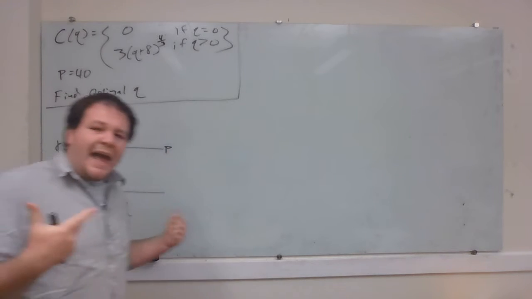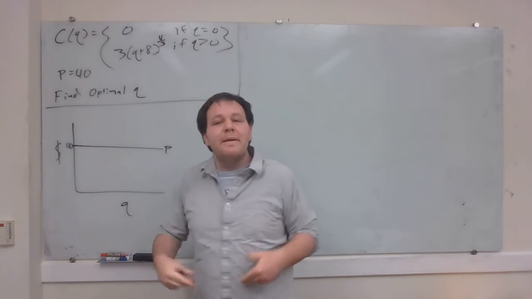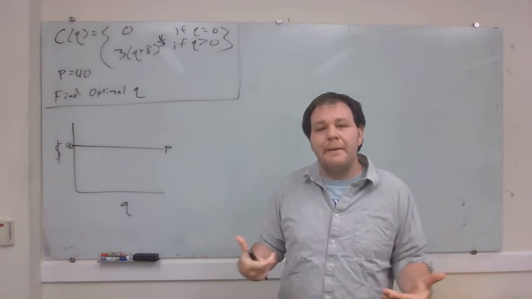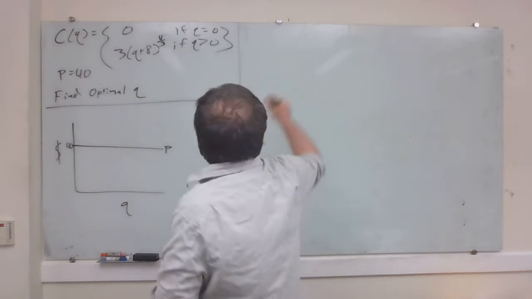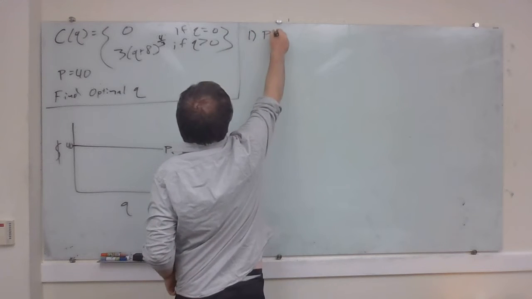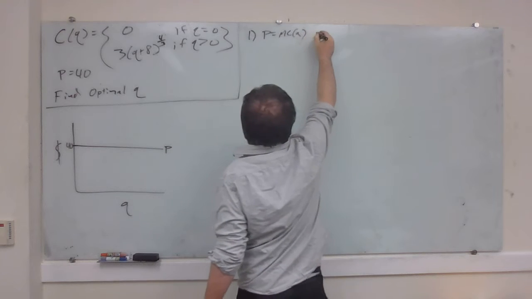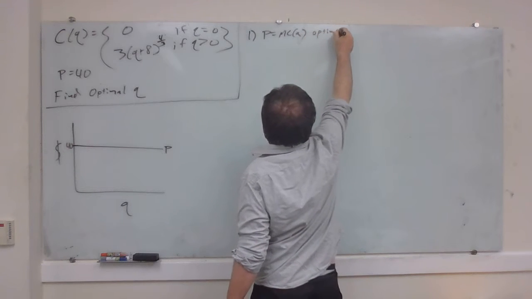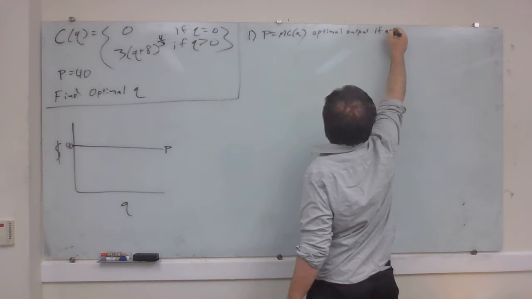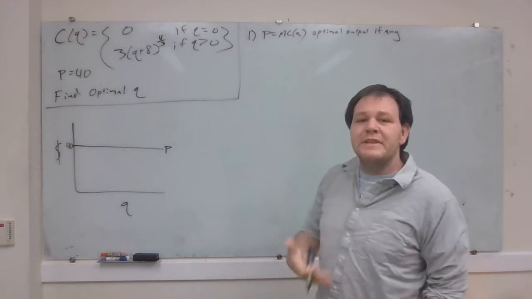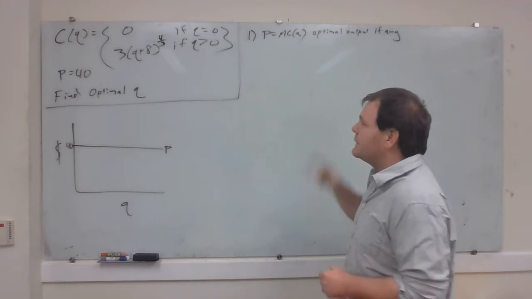So essentially what we're going to want to ask is, we're going to want to produce output up until the moment that producing additional output starts to lose us money. In other words, we're going to want to produce until price equals marginal cost. The first thing here: price equals marginal cost for optimal output, if any. In other words, if we're going to produce output at all, we're going to produce the level where price equals marginal cost. Okay, cool.